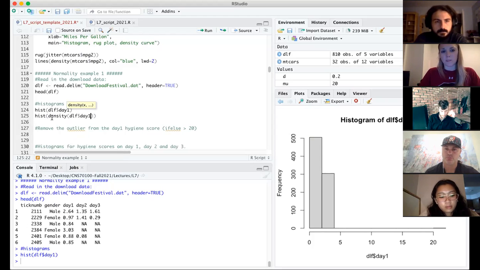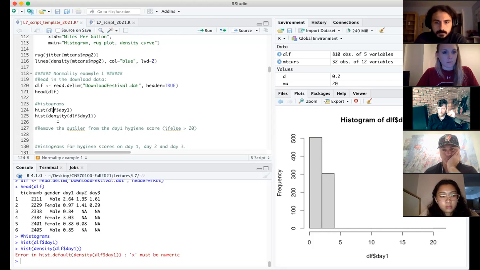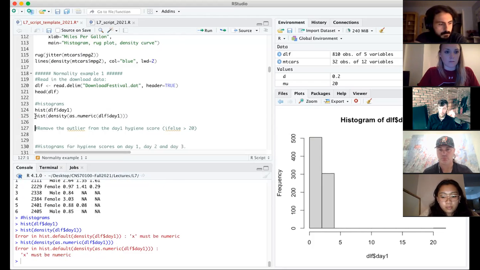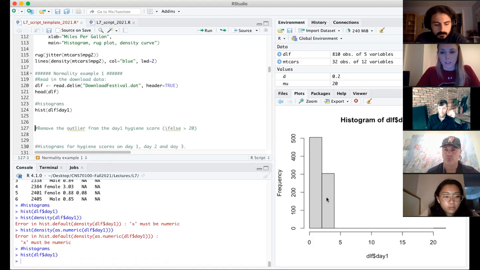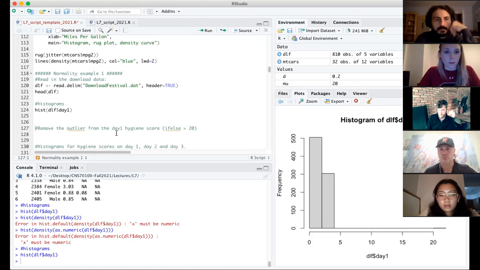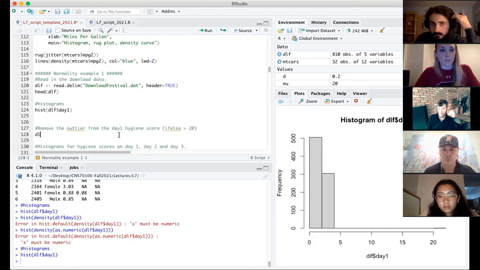We're not going to spend time making these very pretty. This is just for graphical purposes. If I wanted to add some numeric, we talked about plotting those density lines as well. Oh, apparently this is not going to work, but it's fine. We'll just do the histogram here. This is enough to see that we have this outlier going on. So one thing we're going to do is say, okay, we're going to remove this. We'll do DLF day 1.